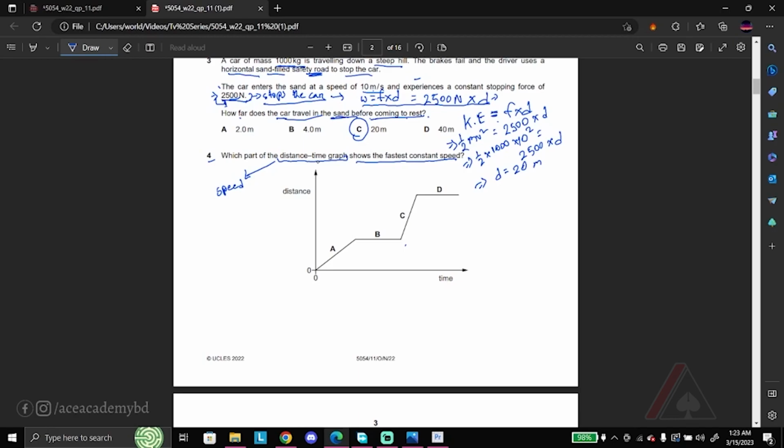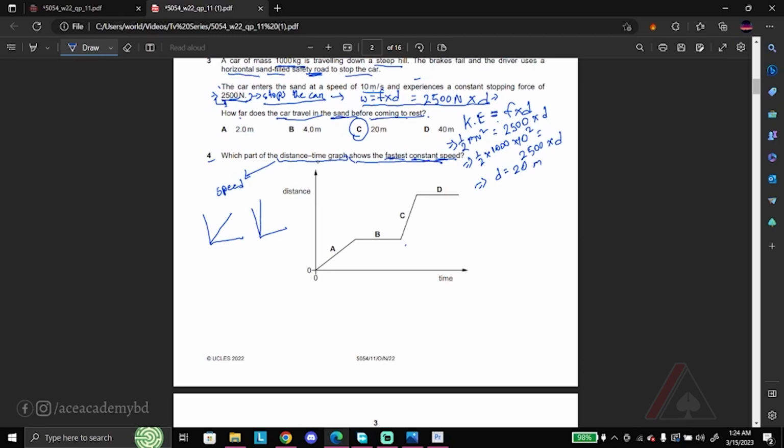So the gradient gives us the speed. So we want the part that shows the fastest constant speed. So we have to find the fastest possible speed that is constant. Constant speed means the constant gradient. So a constant speed graph would look like this. It would be a straight line. So we need to find a straight line that has the highest possible gradient. And here the highest possible gradient basically means it would have the steepest possible line.